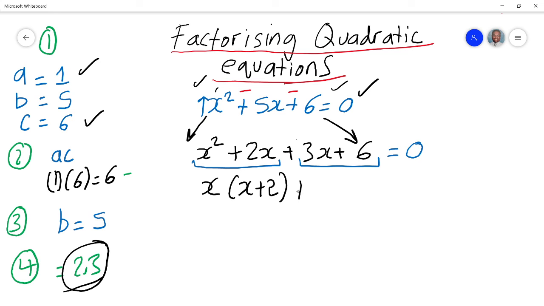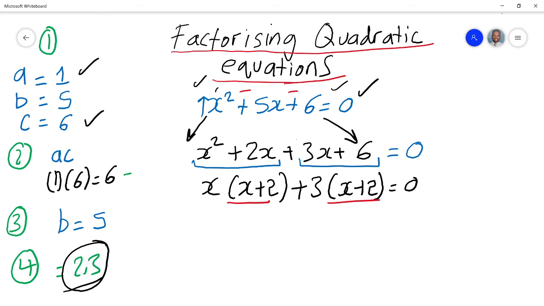What do we do next? We put a plus there, and then we factorize 3x plus 6. What factor is common? It is 3. And then you put x plus 2 equals 0. Now, the nice aspect of this type of solving is you will notice that x plus 2 and x plus 2 are the same.